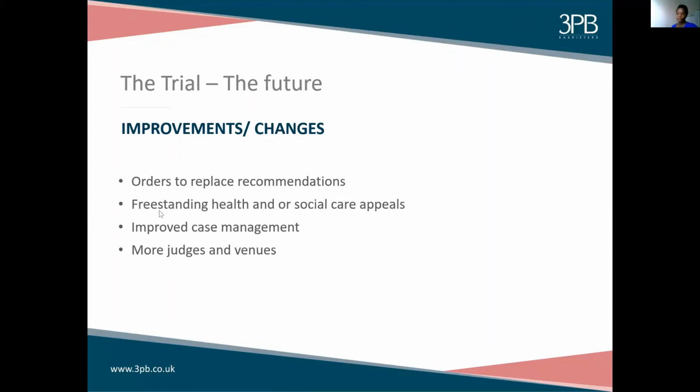I've also put there that there should be freestanding health and or social care appeals. So it follows that if the tribunal can make orders, then the sole or joint issues about health and social care plan should be able to go before the tribunal without the need for an educational element to it.